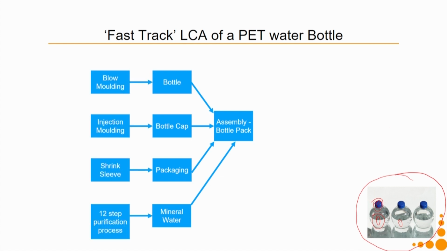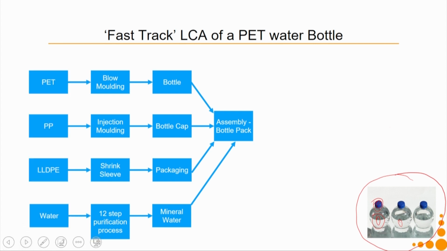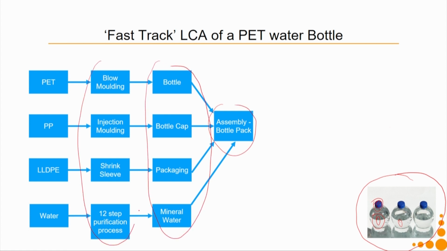The bottle is manufactured by a manufacturing process called blow molding, the bottle cap by a process called injection molding, packaging is done by a shrink sleeve, the mineral water is made by a 12-step purification process. To this we add the basic materials. So, how we start is the assembly. What are the components in that assembly? How are they manufactured, what are the materials used for manufacturing them? So, this is up to the production part.